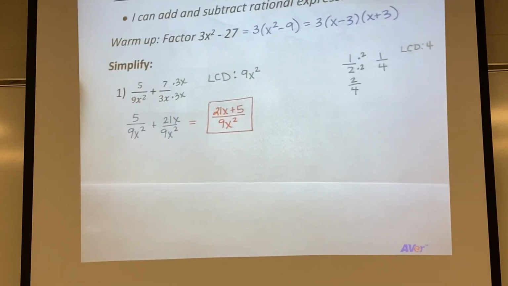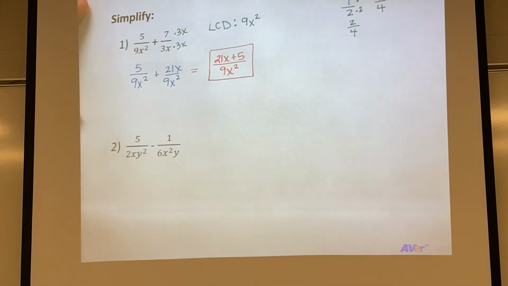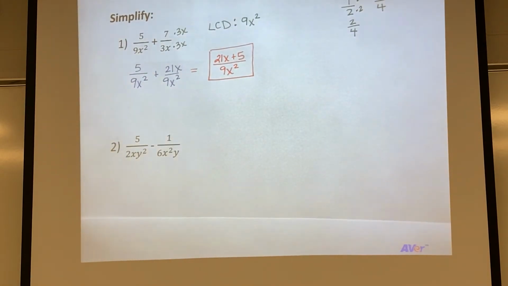All right, let's give it another try. See if you can look at this one and determine what the LCD would be. And if you know what it is, what would you have to multiply each fraction by to get to that LCD? So hit pause, take a minute to figure out the LCD, and then come back and check.